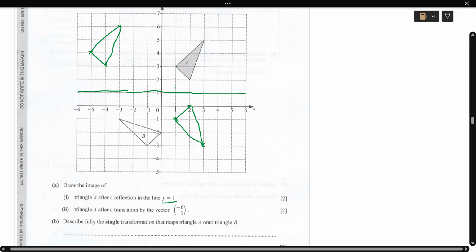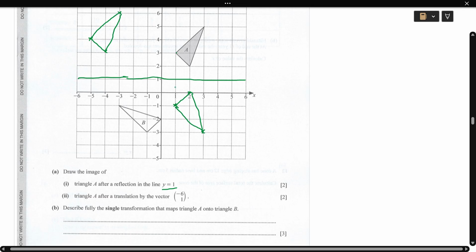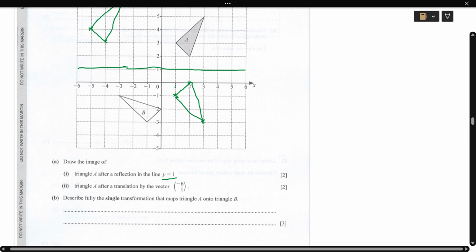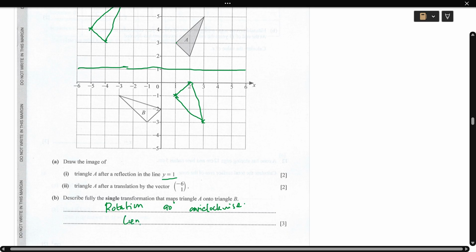Next, describe the single transformation that maps A to B. We are using tracing paper. We can find out it is a rotation of 90 degrees clockwise, with the center. Sorry, it is anti-clockwise. Center 3 comma minus 1.